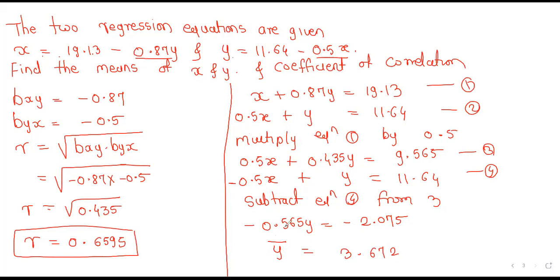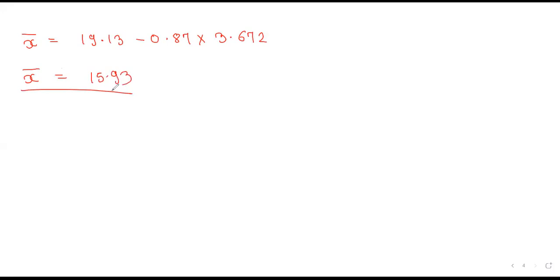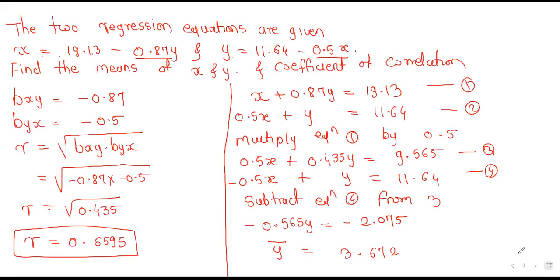आता ह्या y bar ची व्हॅल्यू आपण x मध्ये पुट केली तर आपल्याला x bar मिळणार आहे, राईट? सो x bar is equal to 19.30 minus 0.87 into 3.672. So x bar is equal to 15.93. This is nothing but the mean of x. Okay, write down this.